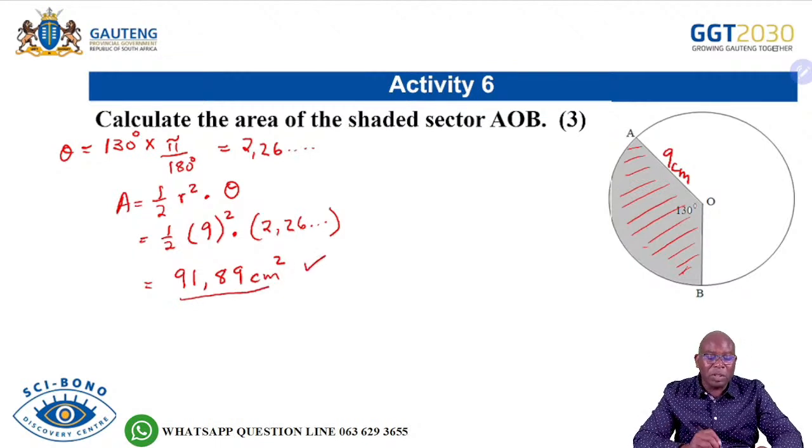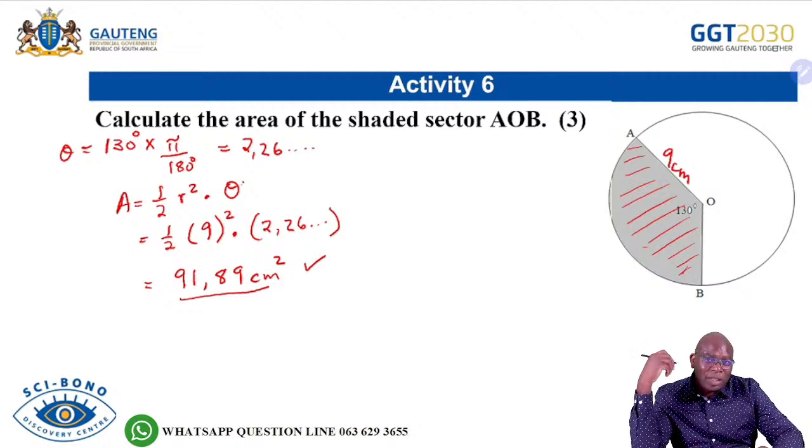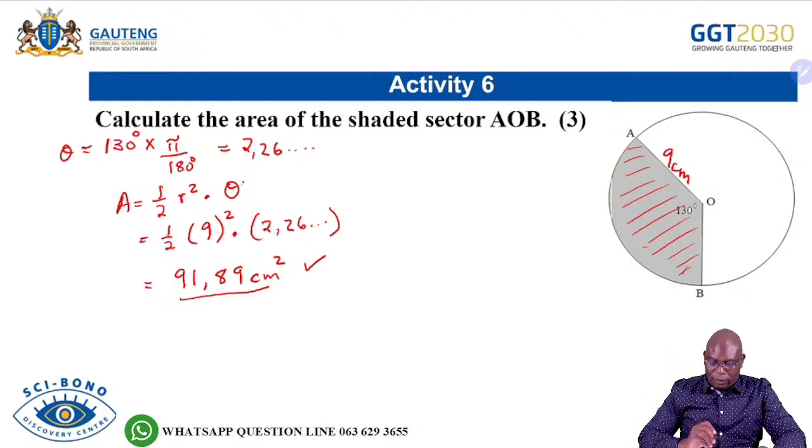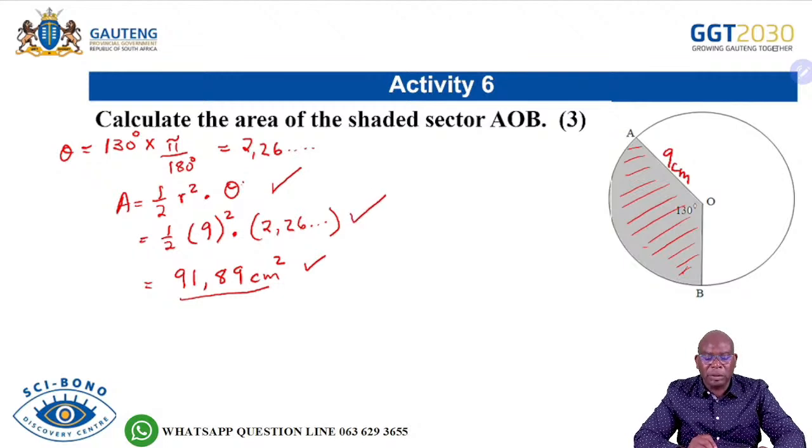Because remember, if I use the degrees in this one, then the answer is going to be very big. Then I can change it at the end. It does not matter. If I use the angle, remember you must change it at the end. Don't forget to change it at the end, because then you'll not have it correct. So the first mark in this case will be the formula, correct substitution, and then the final answer is 91.89. So that's area.